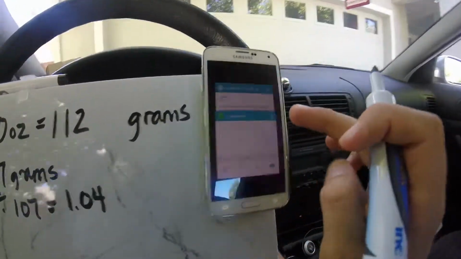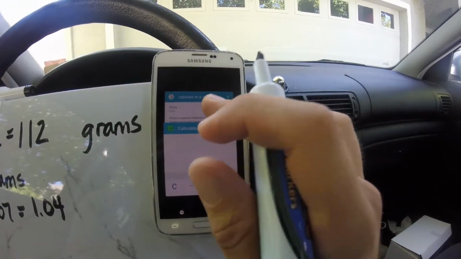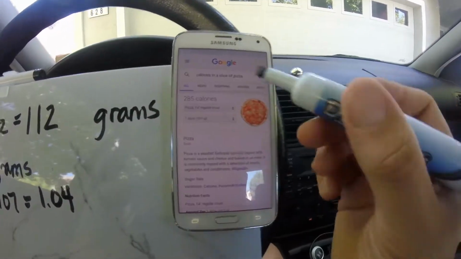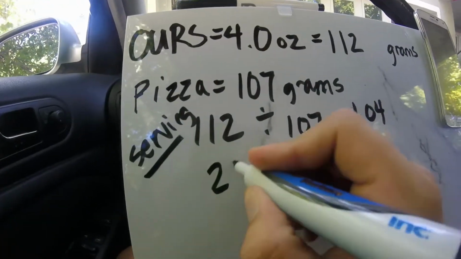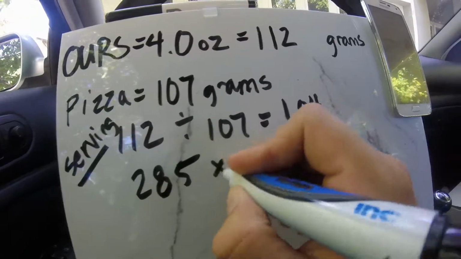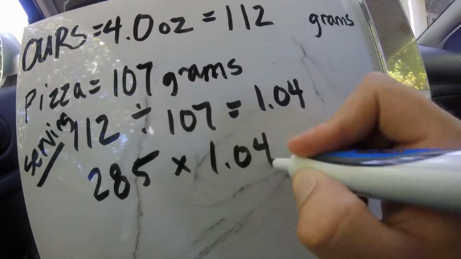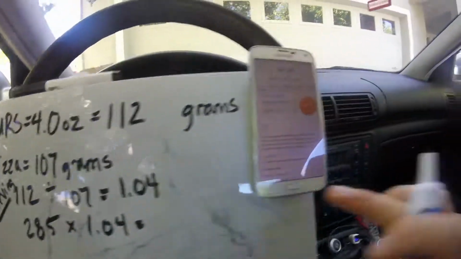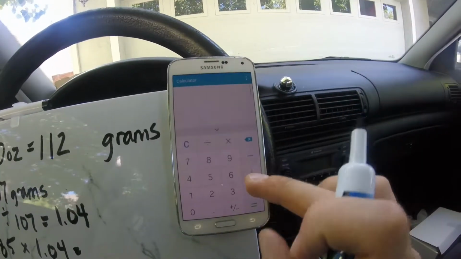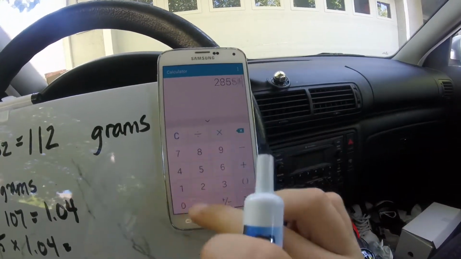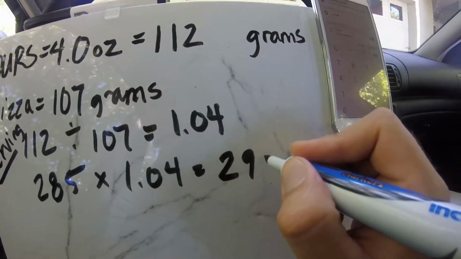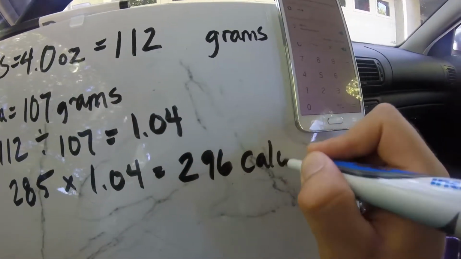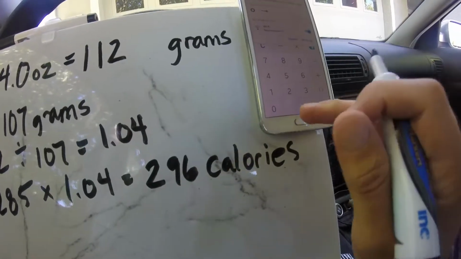So this number is important because we'll be able to do a lot with this number. And the first thing that we will do is we will figure out how many calories are in our serving. So we'll go ahead and take the 107 grams is 285 times our serving, which is 1.04. And so our serving has a value of 296 calories.